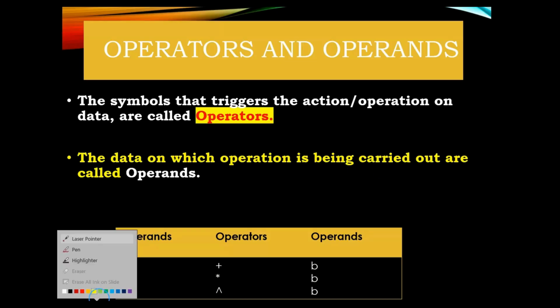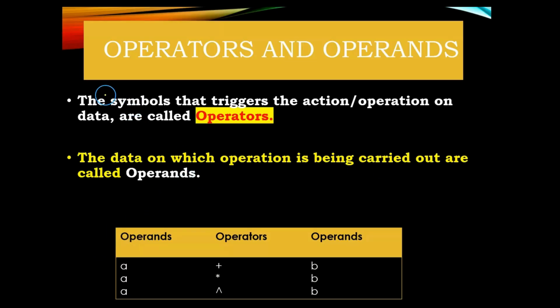Let me explain in detail what is meant by operators. It is given that symbols trigger an action or an operation on particular data. Consider A as data which stores a value of 10, and B as another data having the value 20. If we want to add them, we need a symbol like plus. If you want to multiply these two data, we need the star symbol, which is the multiplication symbol in computer science.